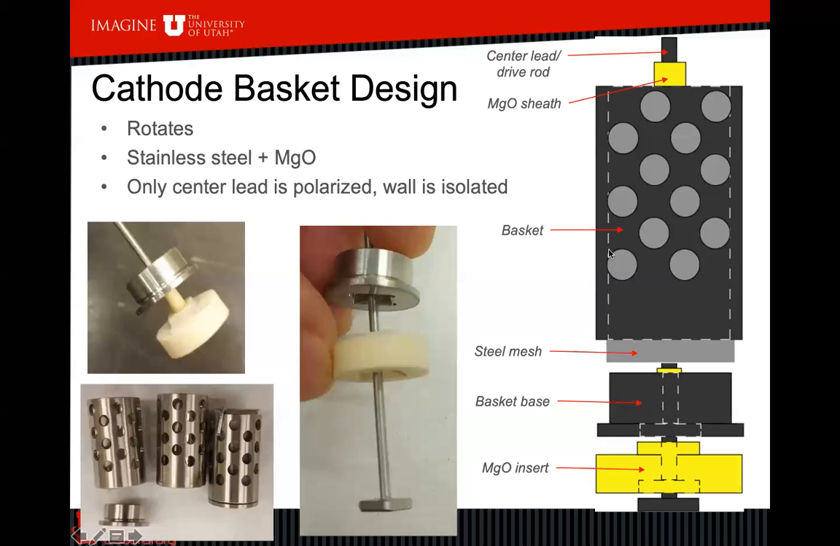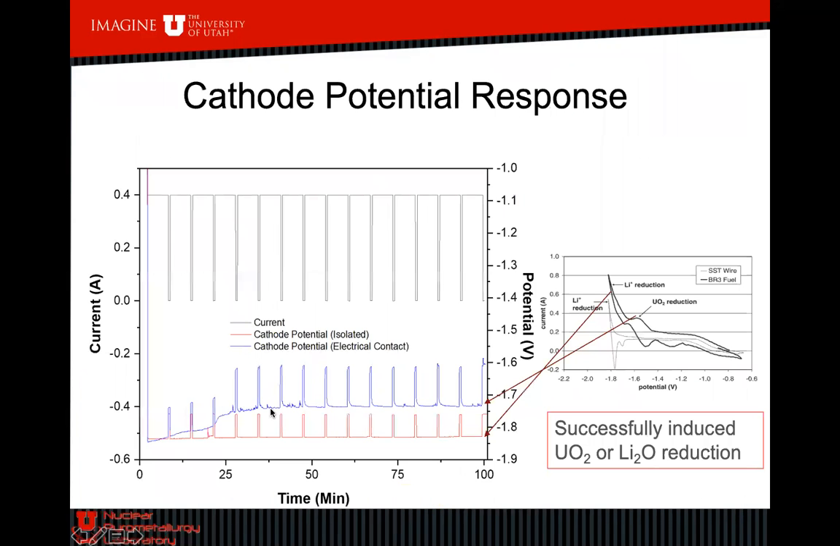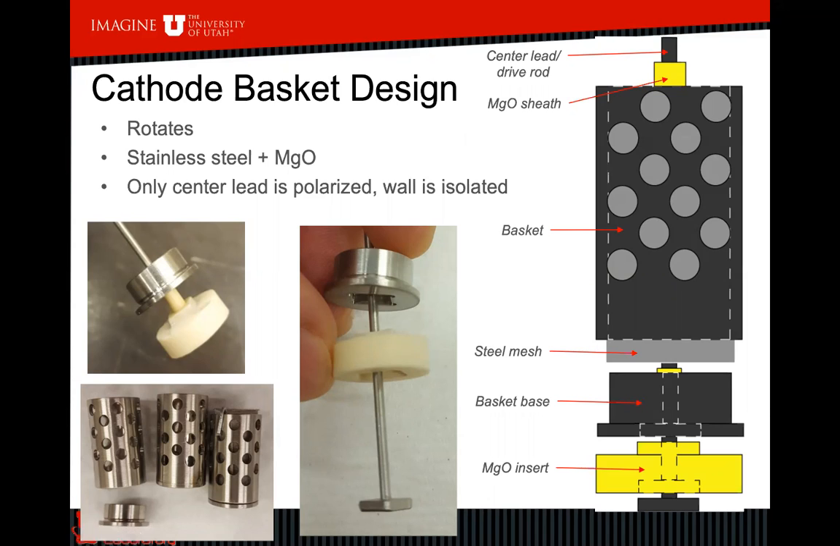And it's kind of complicated because we wanted to be able to polarize the center of it. We didn't want to polarize the basket wall. So this perforated stainless steel is the outside of the basket. That held the uranium oxide in place, but we didn't want it to become cathodically charged because we didn't want reaction to occur on the surface of the basket.